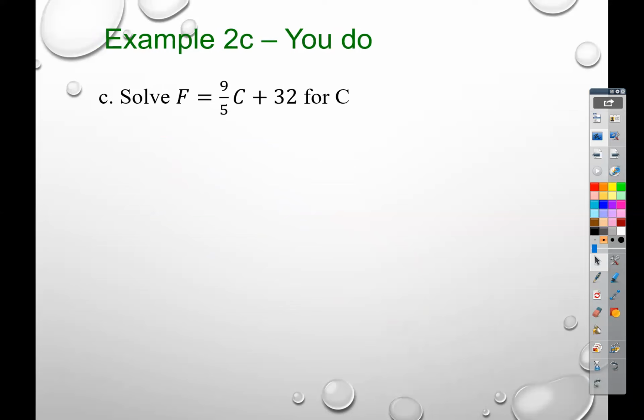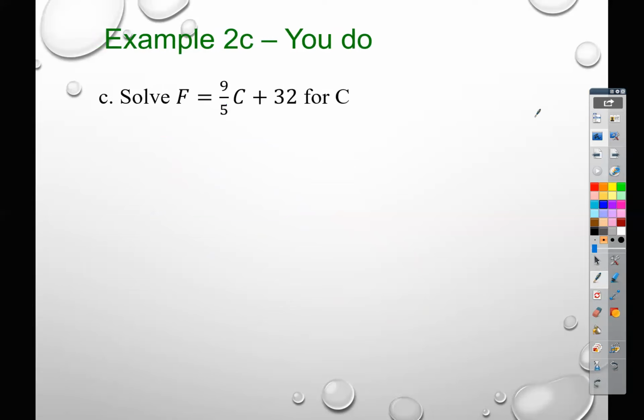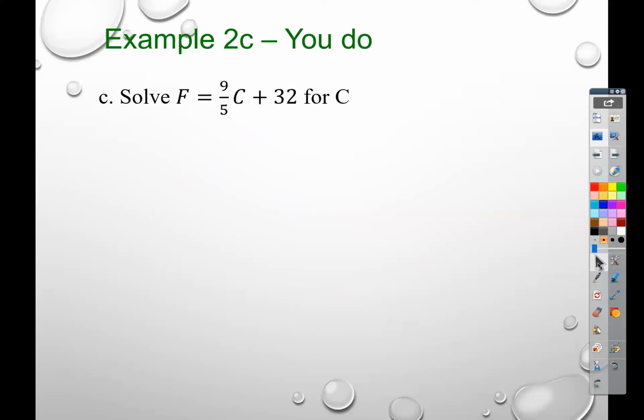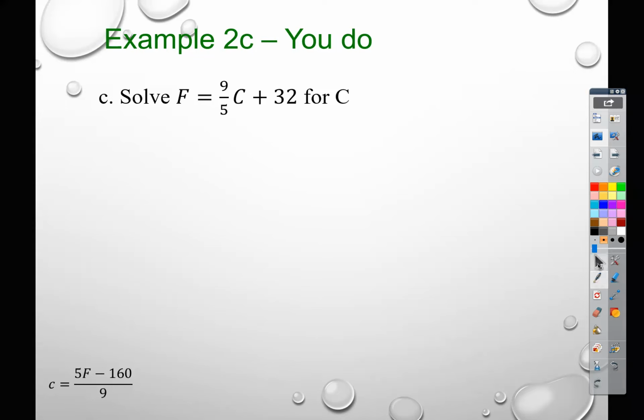All right. So now I'm solving the Fahrenheit and Celsius formula for Celsius. So I want to solve for C. So you're going to do this one, isolate the C. Go ahead and pause it and work it out. And you should have gotten that C equals 5F minus 160 over 9. Let's go ahead and do that one together. Just make sure that y'all have it.